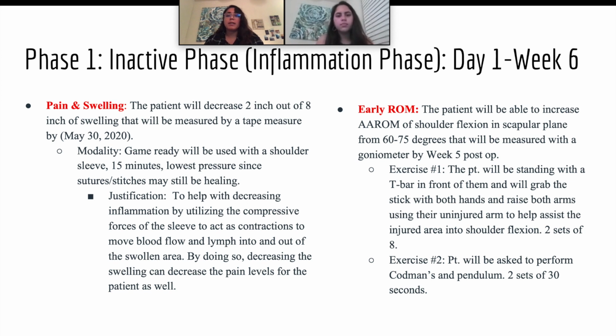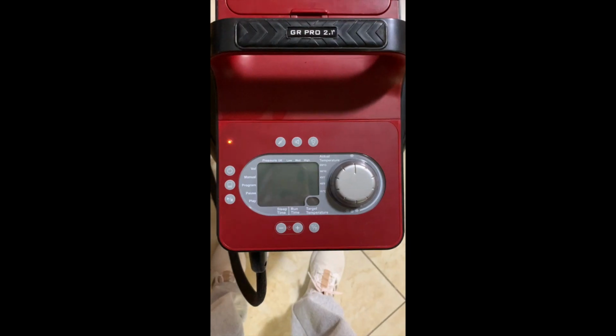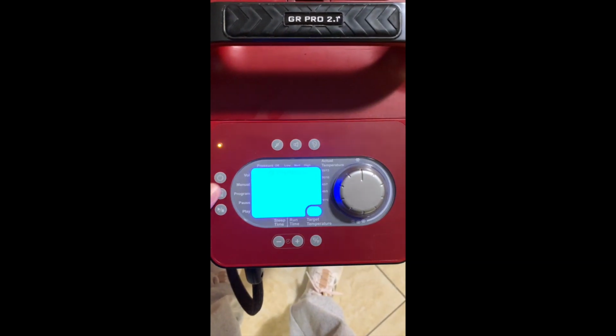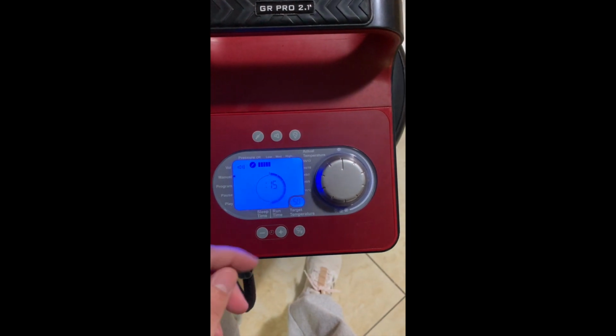The patient will decrease 2 inches out of 8 inches of swelling, measured by a tape measure, by May 30th of 2020. The modality that we will be using is Game Ready, used with the shoulder sleeve for 15 minutes on the lowest pressure since sutures and stitches may still be healing.